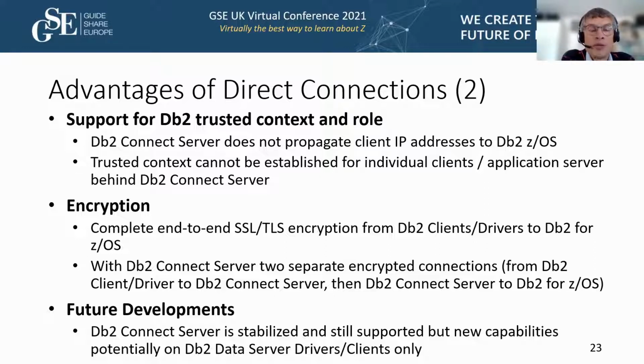The second one is encryption, which is very, let's say, trending in the DB2 for z/OS world, I would say. If you are required to encrypt your end-to-end connection from the DB2 client, from the application to DB2 for z/OS, then you will have a complete solution with the direct connectivity only. For DB2 Connect server, you would have two connections. One connection from the client or from the application via the client to DB2 Connect server, and then a second one from the Connect server to DB2 for z/OS. That might be okay if your security people are happy with that, but a more complete, end-to-end solution can only be achieved with the direct connectivity.